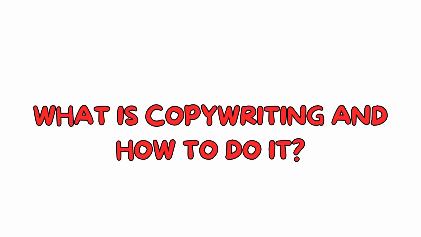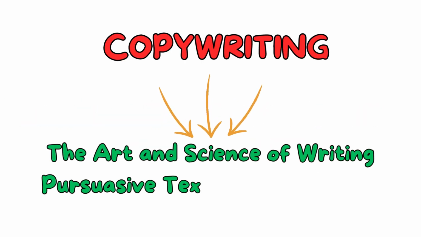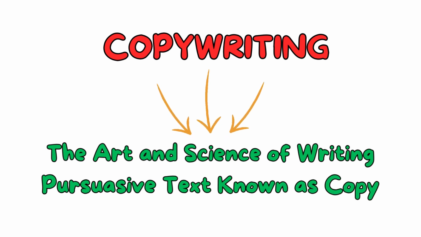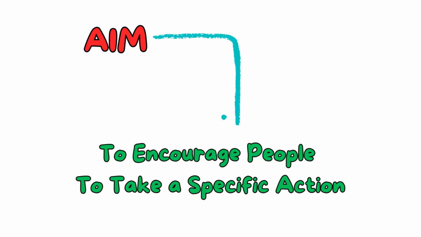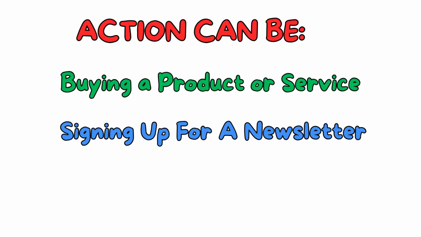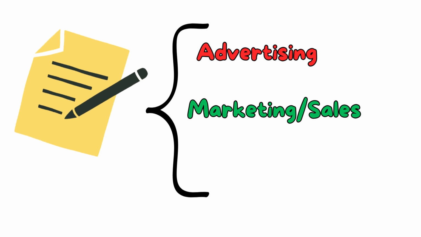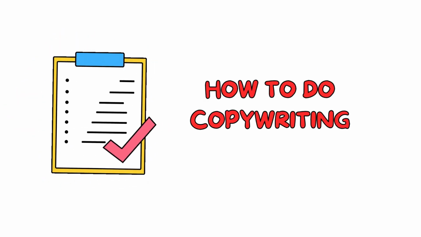What is copywriting and how to do it? Copywriting is the art and science of writing persuasive text, known as copy, with the aim of encouraging people to take a specific action. This action could be anything from buying a product or a service to signing up for a newsletter or clicking on a link. Copywriting is used in various contexts, including advertising, marketing, sales, and content creation. Here's a basic guide on how to do copywriting.